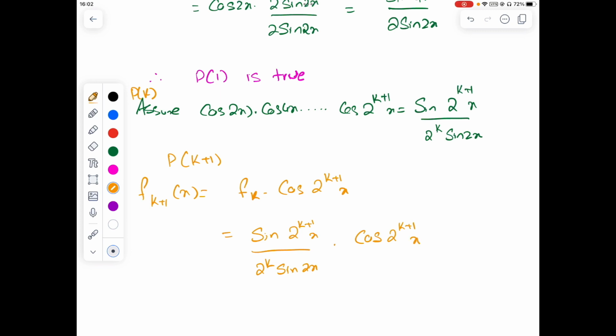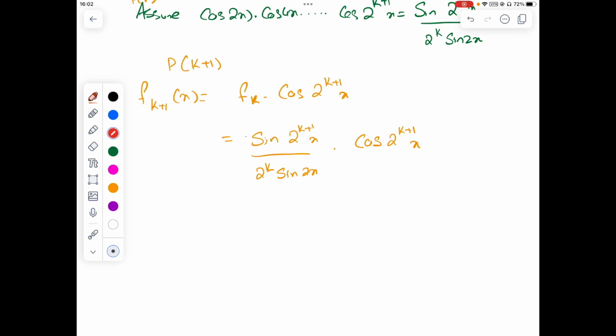Next, what should I be doing? Multiplying and dividing by 2, so that the numerator becomes 2 sin a cos a, which is sine 2a. Sine of 2 times 2 power k plus 1 x divided by 2 power k sine 2x. So what does that become now?